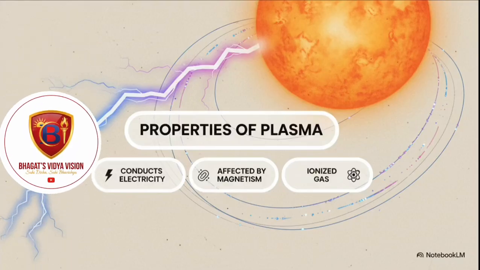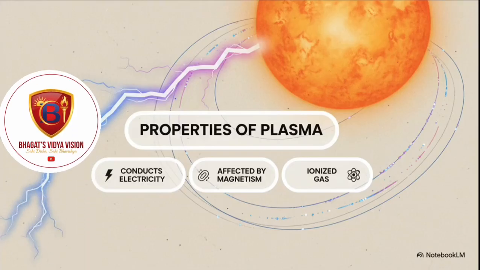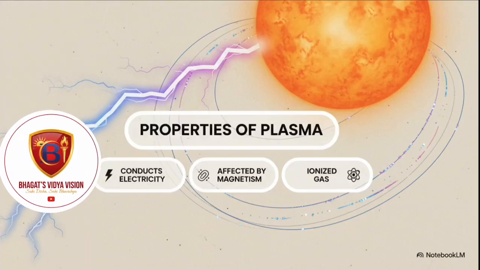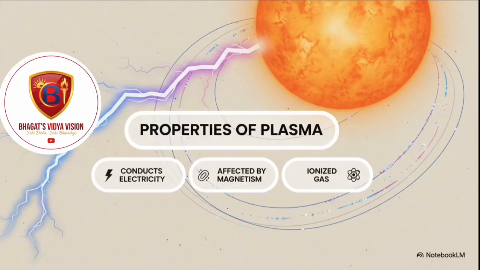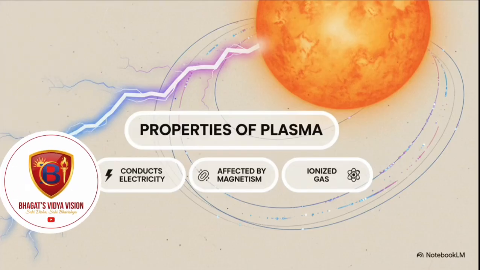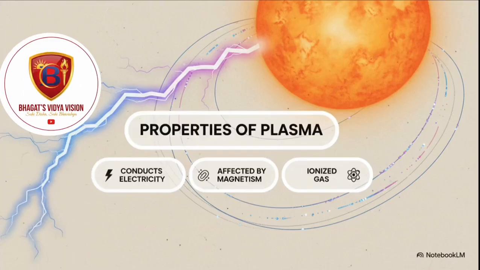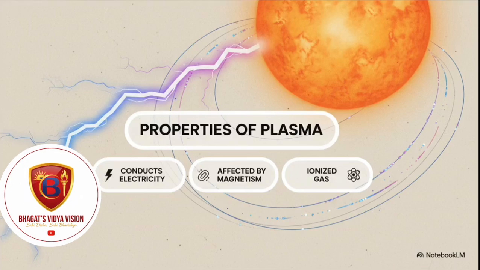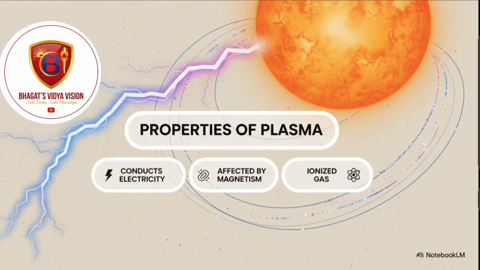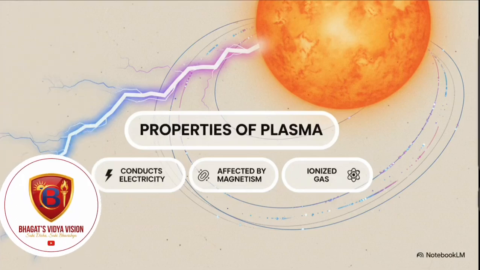And because it's made of all these charged particles, plasma does some incredible things. It's a fantastic conductor of electricity. Think about lightning bolts. That's plasma. It also gets pushed around by magnetic fields, which is how our sun, a giant ball of plasma, works. In fact, pretty much every star you see in the night sky is plasma. So you see, this isn't some exotic, rare thing. This is the universe's favorite state of matter.